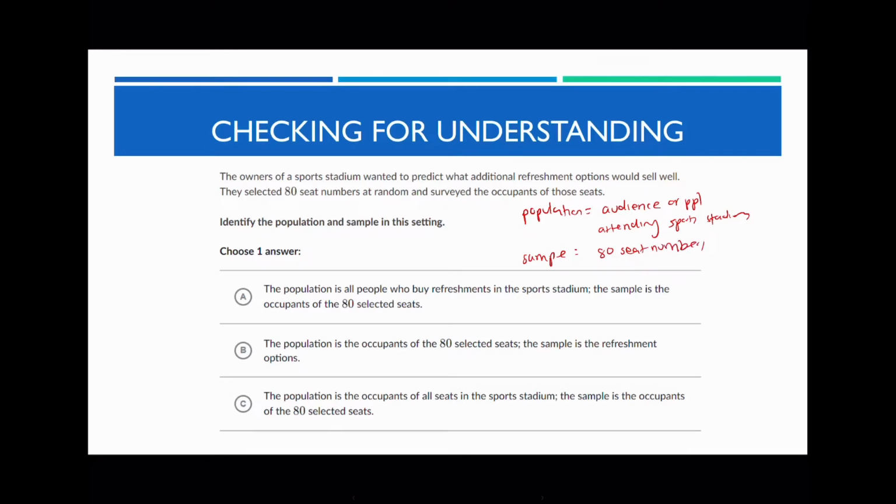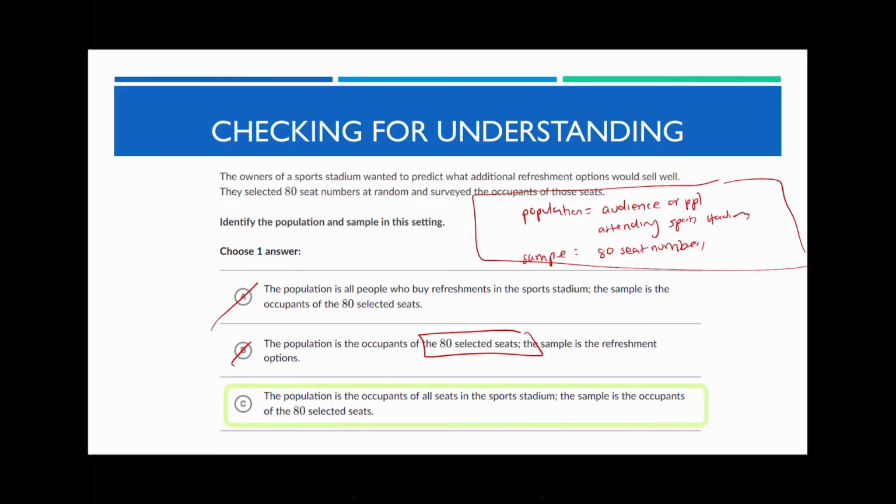All right, so all we need to do is identify which option corresponds to this description. A says the population is all people who buy refreshments. Not necessarily at all. Your target audience is people who just attend the actual event. So this is automatically incorrect. B says the population is the occupants of the 80 selected seats. This is incorrect because this is your sample, because that's the one you've actually administered the survey to. So our last option, C, should be correct, which reads: the population is the occupants of all seats in the sports stadium and the sample is the occupants of the 80 selected seats. Therefore, C is the correct answer. Hopefully you got that correct.